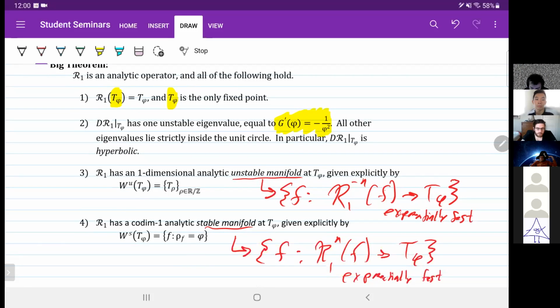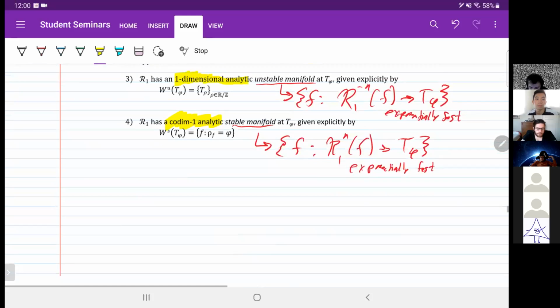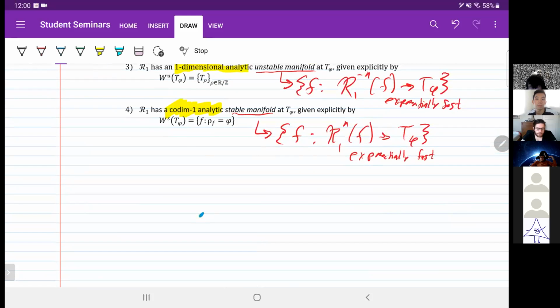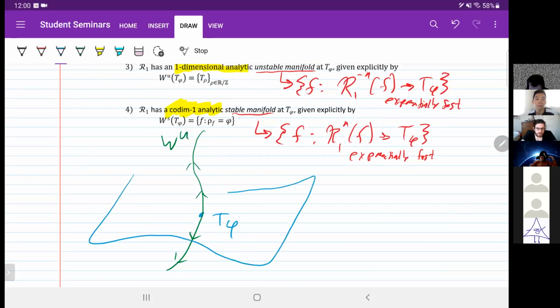Okay. So I claim that we have a one-dimensional unstable manifold, which is analytic, and a codimension 1 stable manifold. And the picture here is this. Here is our fixed point. Here is our unstable manifold, which moves away from the fixed point. Here is our codimension 1 stable manifold. If I start on this, points flow in towards the fixed point.